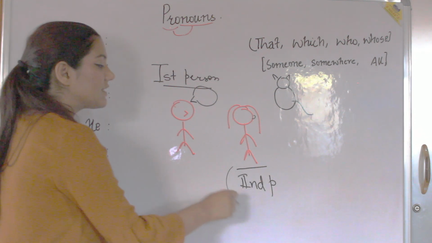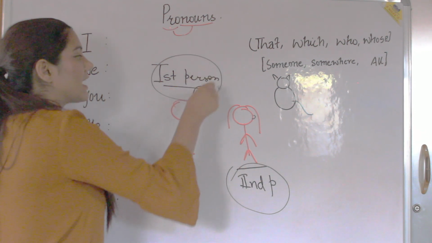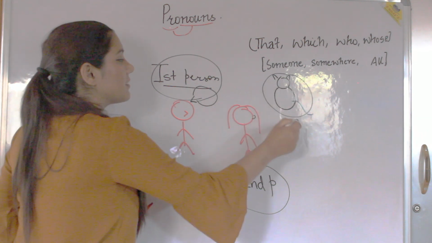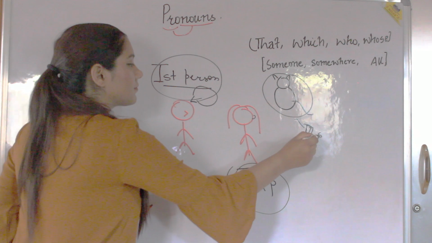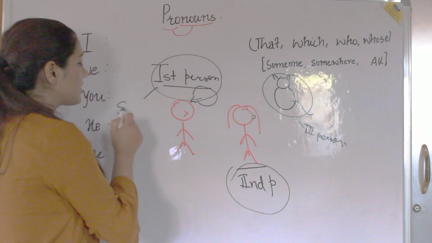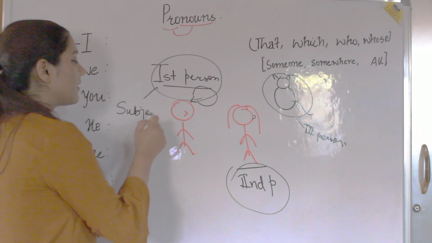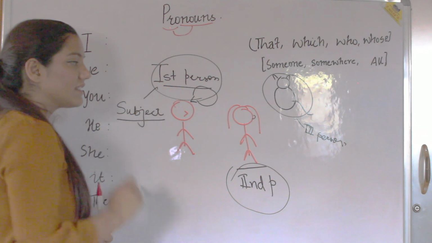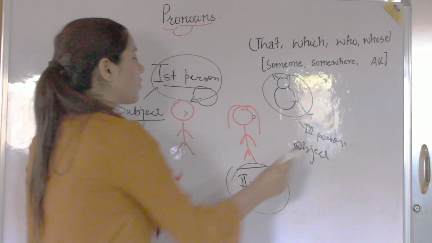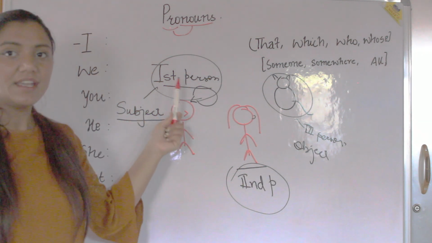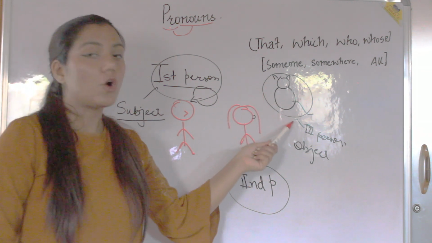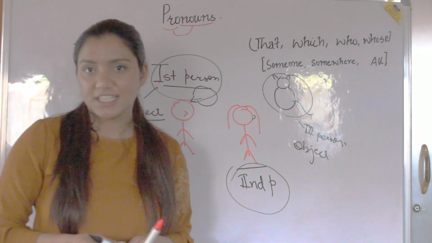And who are we talking about? For example, here we are talking about this cat. So this cat is my third person. The first person is also sometimes called subject, and the third person is also sometimes called object, right? So the one who's speaking is first person, the one who's listening is second person, and what we are talking about or who we are talking about is our third person.